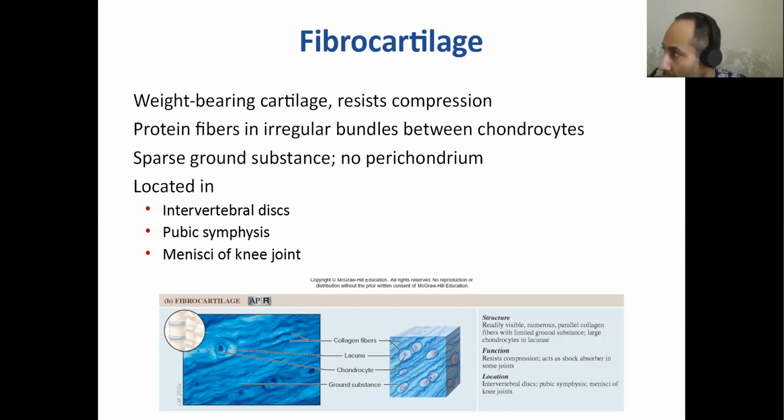So next up, we have fibrocartilage, and as the name itself tells you, there's a lot of fibrous tissue here as well. This is pretty tough, okay? Weight-bearing cartilage. It's not as flexible as hyaline cartilage, okay? It's tough, it's resilient, the fibrocartilage. And so where is it found? In these three places, in between your discs in the back, intervertebral discs.